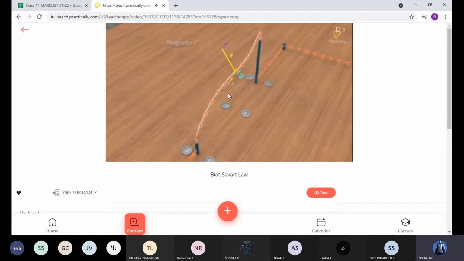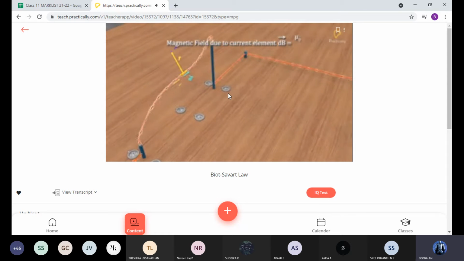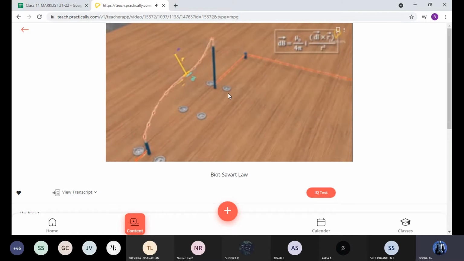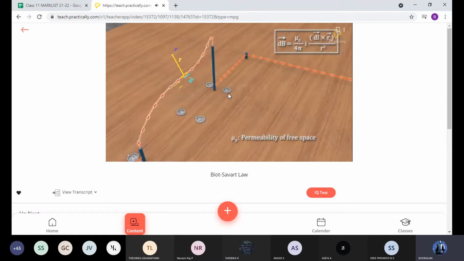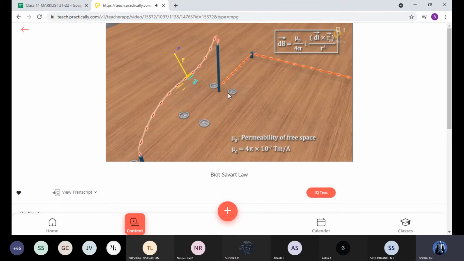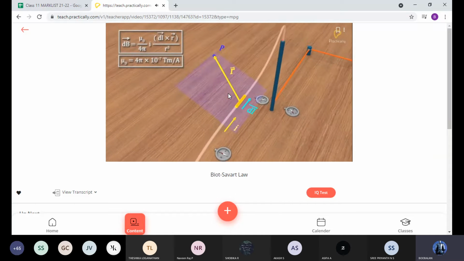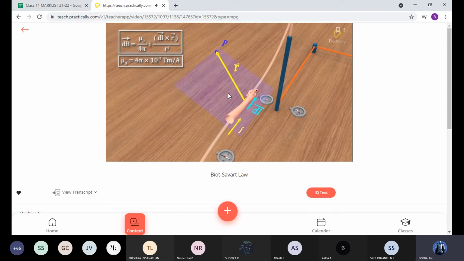Biot-Savart law gives the magnetic field dB bar due to the current element at P as mu naught by 4 pi I dl cross r by r cube. Vector form. The term mu naught is a constant and is called the permeability of free space. Its value is 4 pi into 10 power minus 7 Tesla meter per ampere. The direction of the field is perpendicular to the plane containing the current element dl bar and r bar. When the fingers of the right hand are curled from dl bar to r bar, the thumb points along dB bar.